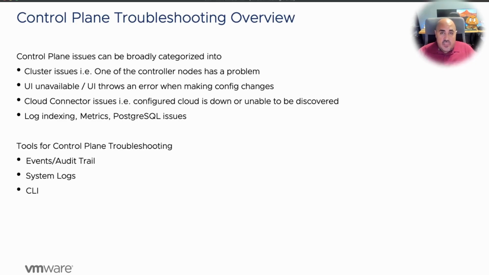Tools that you can use for this type of troubleshooting are the event information that is collected in the controller, the audit trail, and we're going to be explaining what that means later on, system logs, and CLI commands that will help you isolate issues.